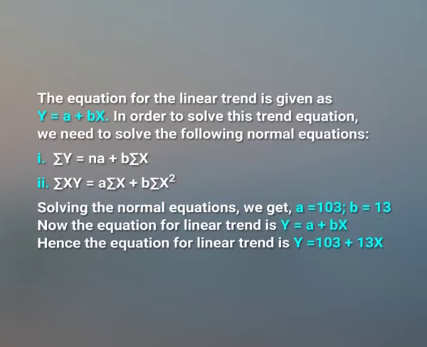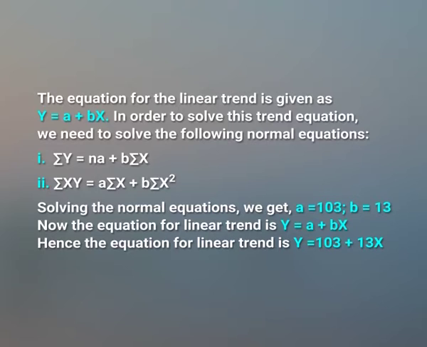The equation for the linear trend is given as y is equal to a plus bx. Now in order to solve this trend equation, we need to solve the following normal equations. Sigma y is equal to na plus b sigma x. This is the first equation. The second equation is sigma xy is equal to a sigma x plus b sigma x square.